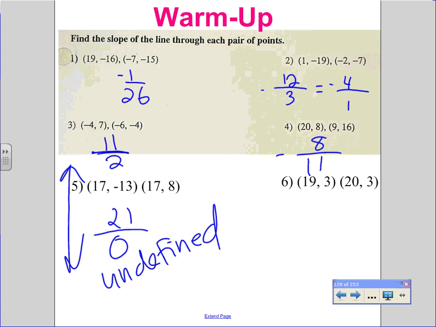Hey, 6th grade. Undefined, because it's a vertical line, and just think you can't walk up a wall. Okay, what about number 6, Drew?